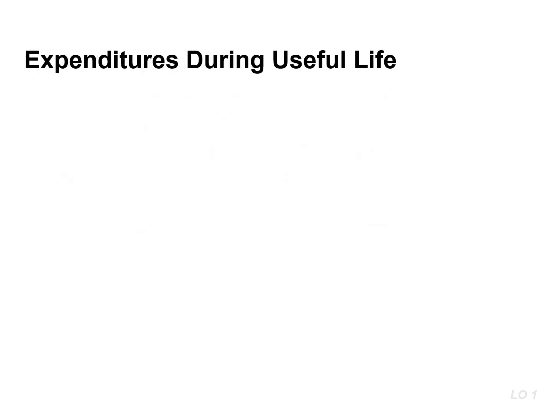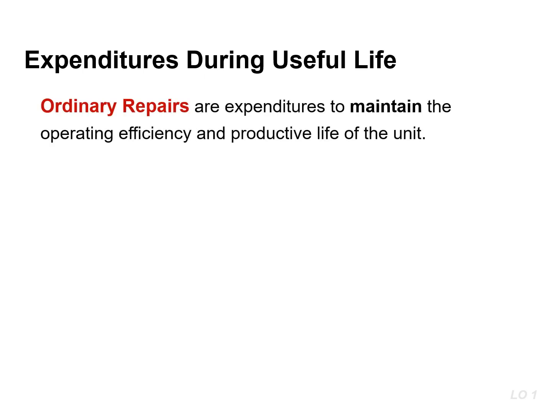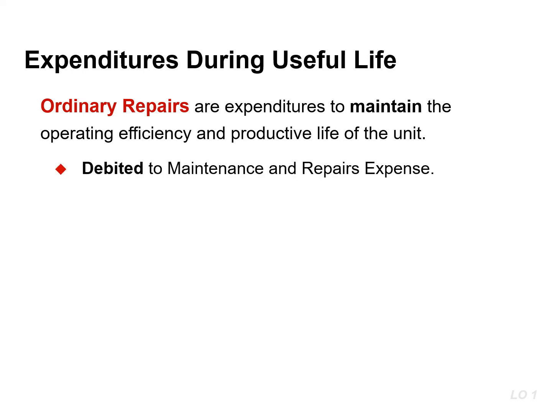During the life of a plant asset, a company may incur cost for ordinary repairs, additions, and improvements. Ordinary repairs are expenditures to maintain the operating efficiency and expected life of the asset. They usually are fairly small amounts that occur frequently throughout the life of the asset. Ordinary repairs are debited to maintenance and repairs expense as incurred. Examples are motor tune-ups and oil changes, as well as replacing worn-out gears on factory machinery.